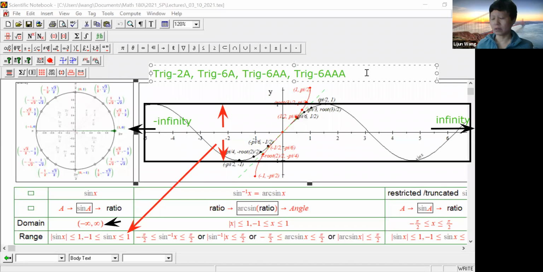Of course, you can also say it corresponds to those other homework questions on Trig 4A, right? They are related. Trig 4A, Trig 5. Okay, so if you understand all of these points, you should not have any problem doing those homework exercises.